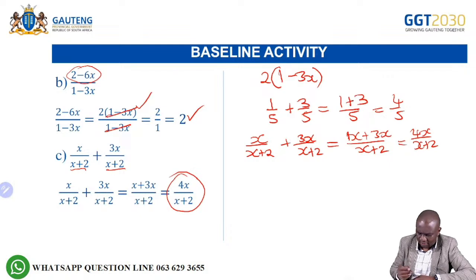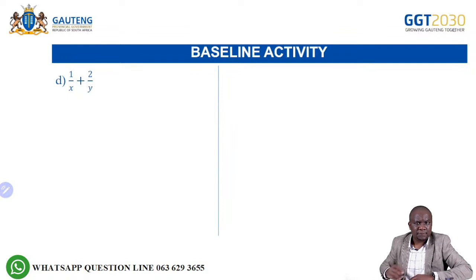Okay? Right, let's do the last one. D under baseline activity. And then let's try it for 2 minutes.